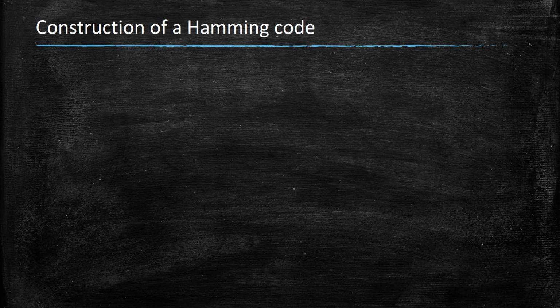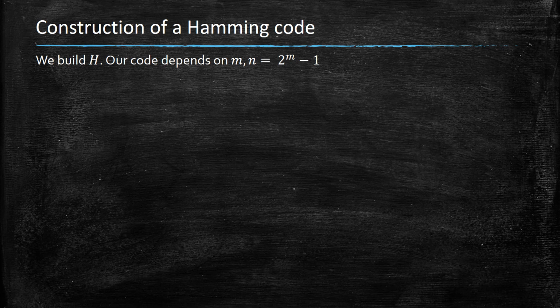Now, how do we construct such a Hamming code? That previous remark works for every code of distance 3. But now we're going to want to construct a linear code of distance 3. So here is the procedure.